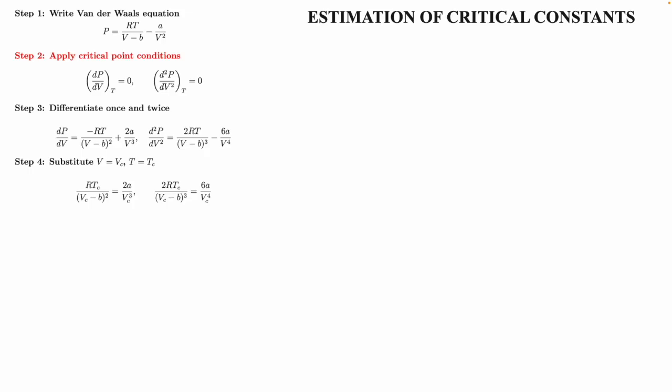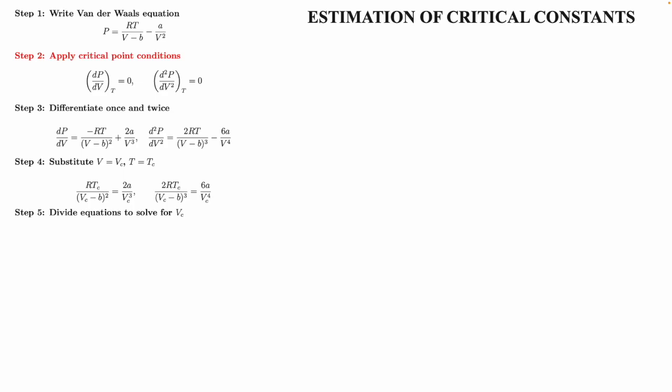Now what we do is divide these equations, because both have (Vc minus b) the whole square and RTc on both sides. So we divide the equations to solve for Vc. That is the next step. How do we do that? Divide the equations to solve for Vc. We have, dividing the left hand side, RTc will get cancelled. 1 by (Vc minus b) will remain.